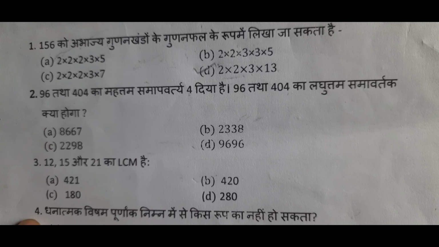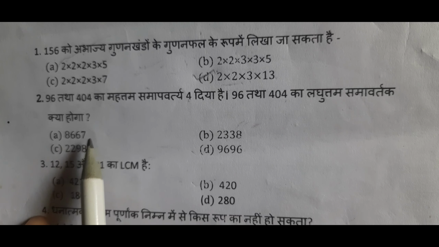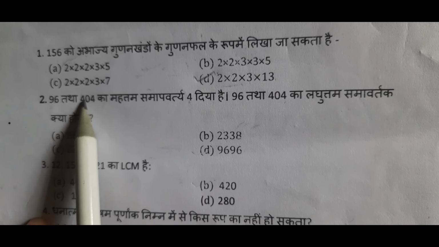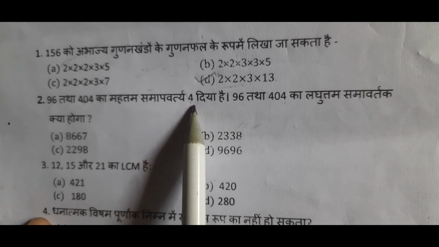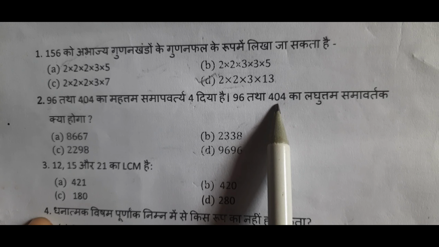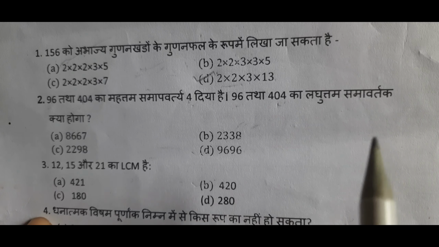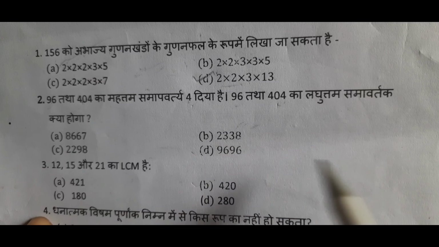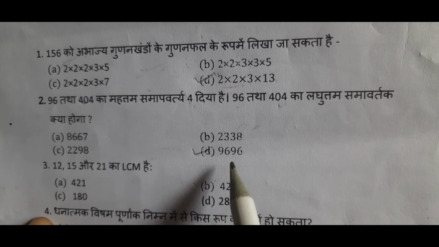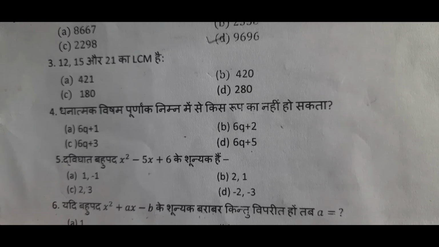Now question number 2. The HCF of 96 and 104 is 4. What will be the LCM of 96 and 404? So if you want to find out the LCM, you know the LCM process. In that you will see and you will get the answer. 9696 will be the answer. Now question number 3.